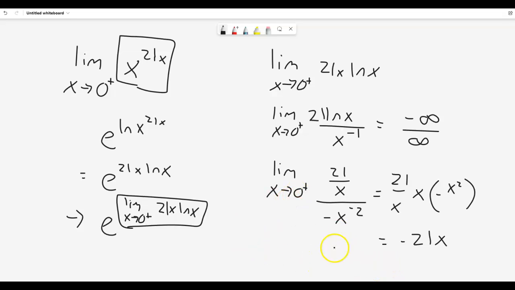So we're going to take that 0 and put it back into here, which means we get e raised to the 0 power, which is equal to 1. And that is how we solve it.